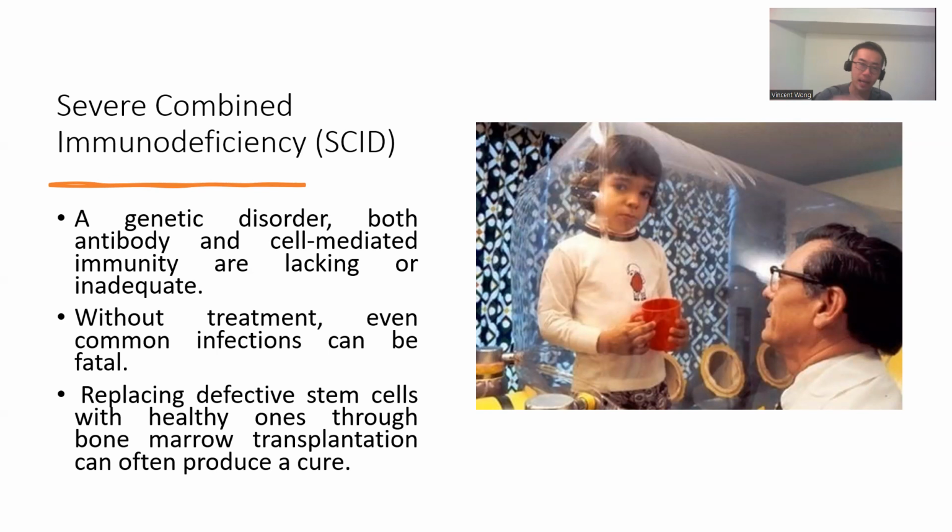Before then, the medical technology was not there yet. But then they figured out how to do bone marrow transplantation between siblings, even though the match is not 100%.